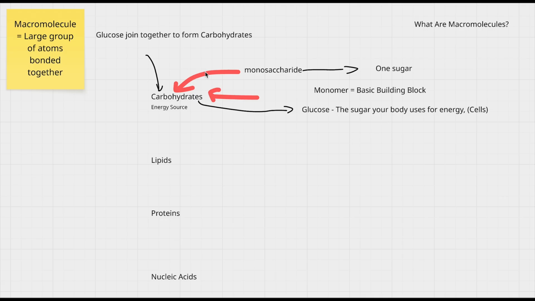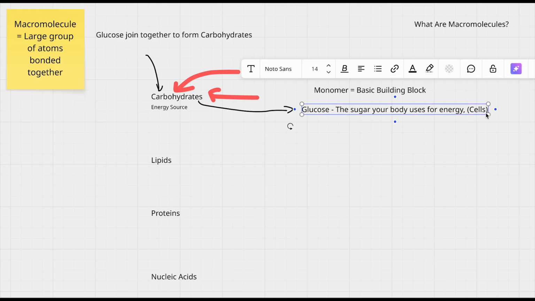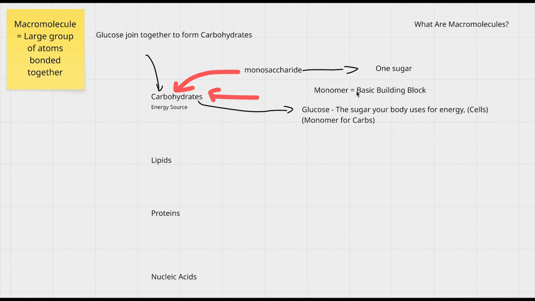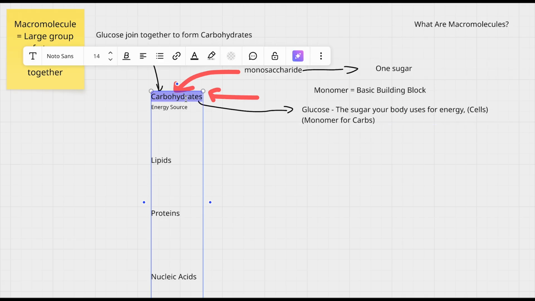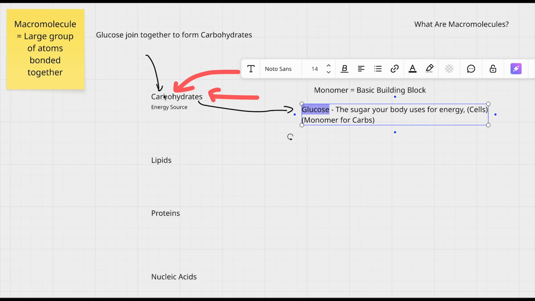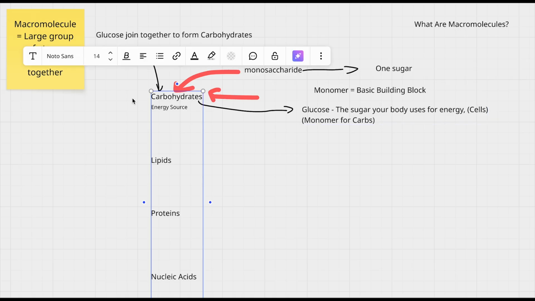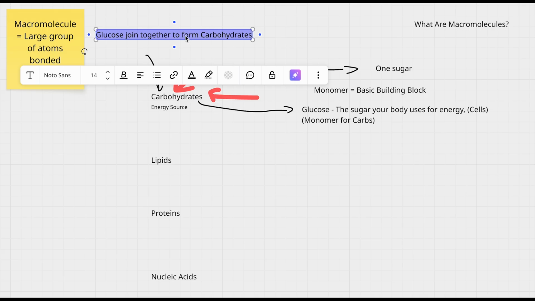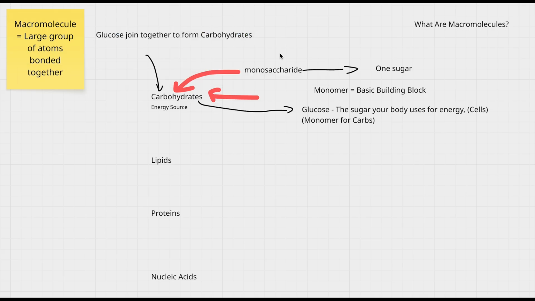So in short, glucose is the monomer for, let's say, carbs. I'm gonna just call it carbs. Monomer for carbs. So monomer we know is the basic building block. So meaning glucose is the monomer of carbohydrates. That means glucose builds up to make carbohydrates. As we said here, as glucose joins together, they form carbohydrates, which is how carbohydrates are formed in the first place, right? So that's how they're built up.